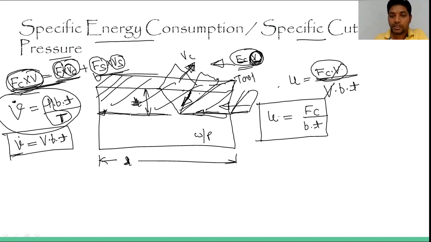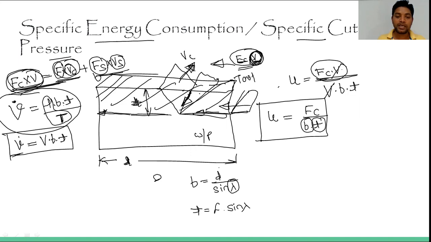Now, this B and T is the terminology that we use for orthogonal cutting. When we define this relationship for the turning operation, as we have already defined in the previous videos, B is converted into the depth of cut and T is converted into the feed. When you convert that, B equals D upon sine lambda, where lambda is the approach angle, and T equals F into sine lambda.